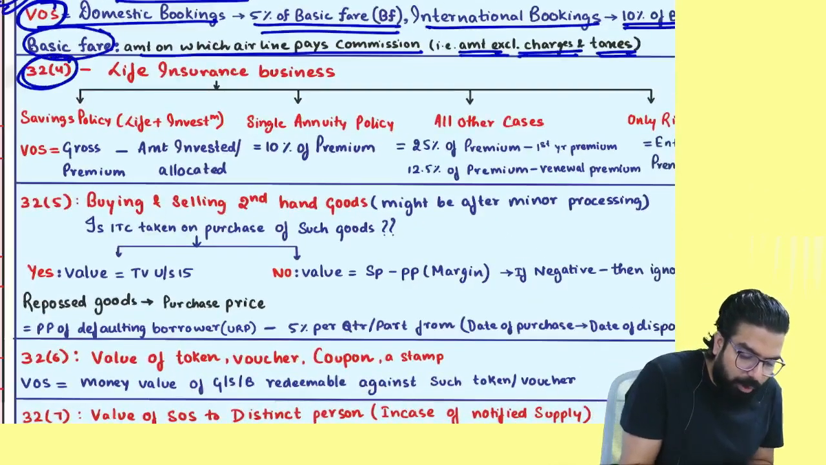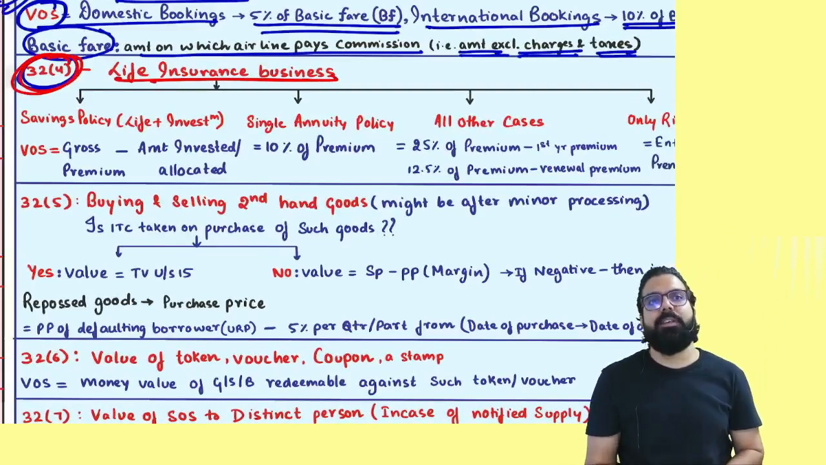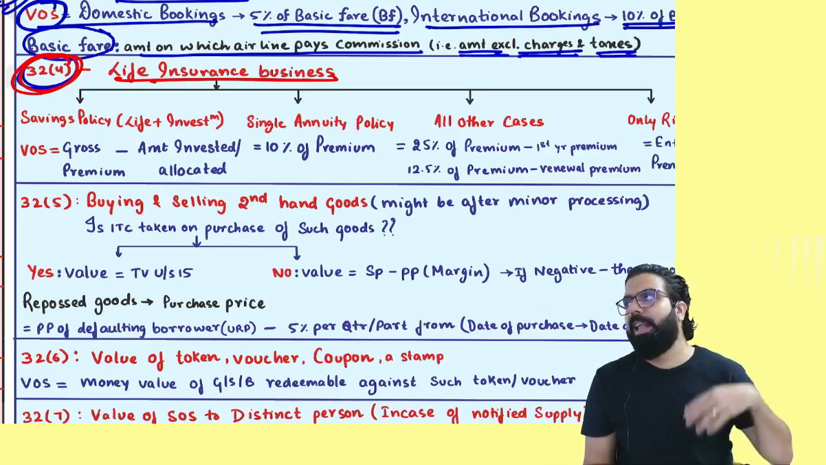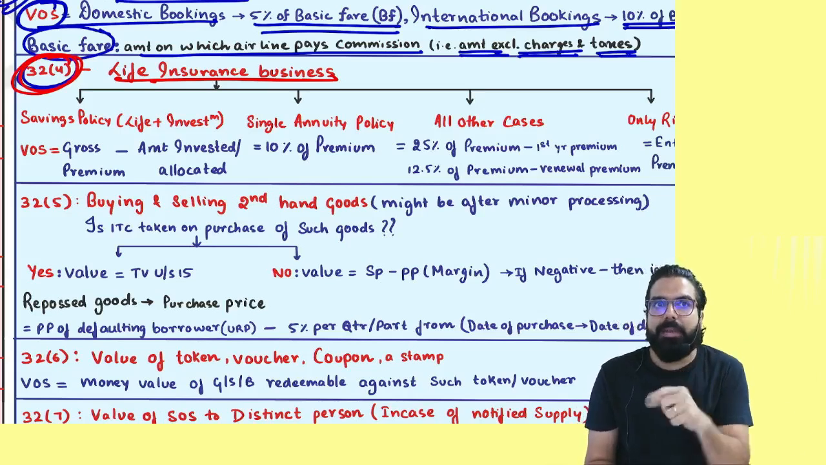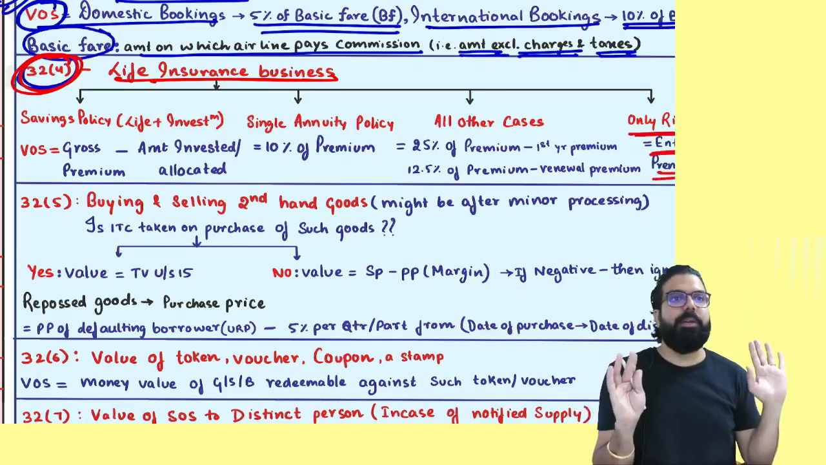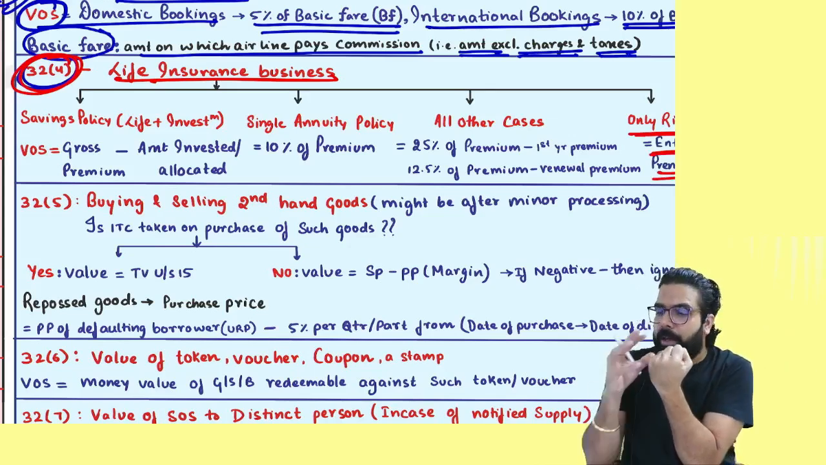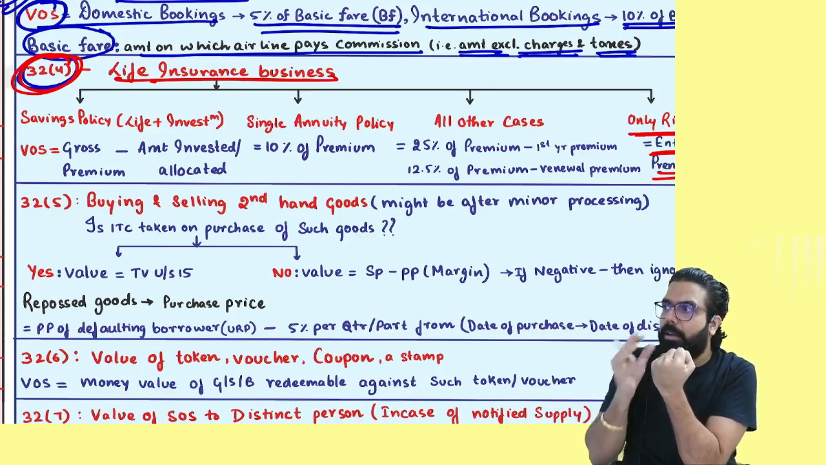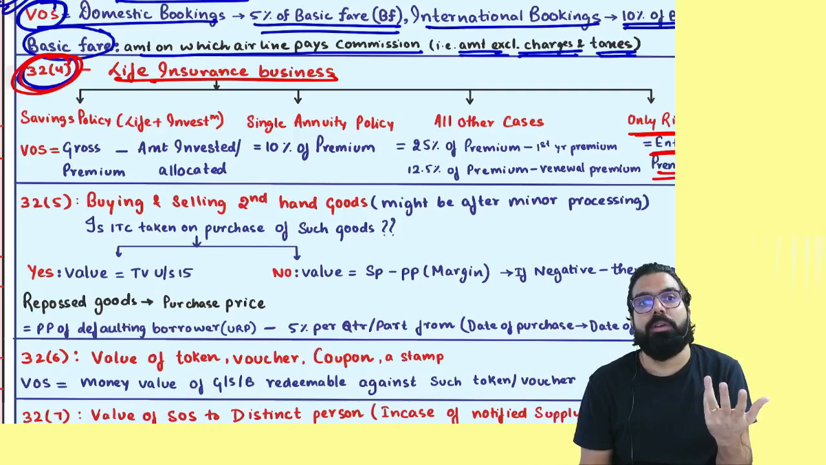Rule number 32.4 talks about life insurance business. A life insurance company provides what? Whatever premium they collect, if it is towards risk, the entire premium will be their value of supply. If they collected from you 1 lakh rupees as premium and 30,000 they invested on your behalf, then the value of supply is 70,000.